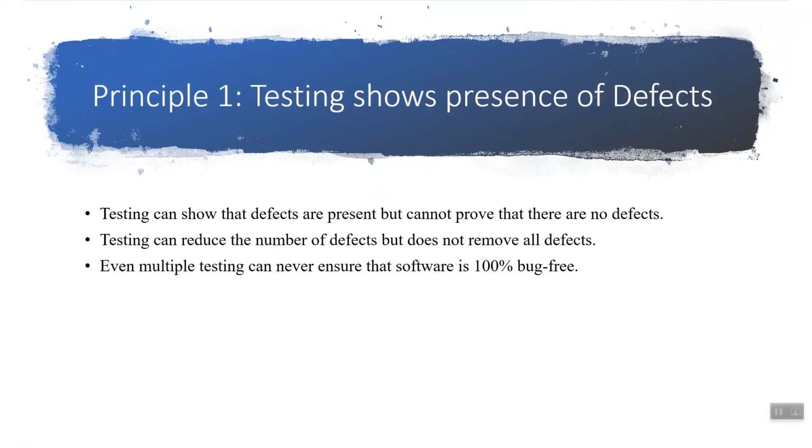First principle is testing shows presence of defects. So testing can show that defects are present but cannot prove that there are no defects. Testing can reduce the number of defects but does not remove all defects. Even multiple testing can never ensure that the tested software is 100% bug free.